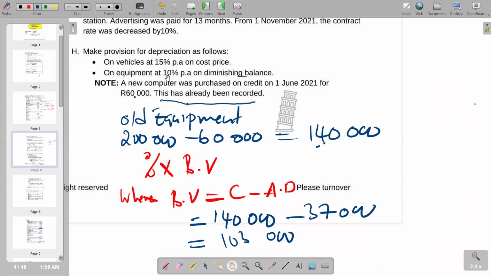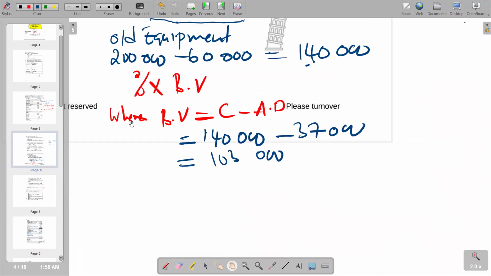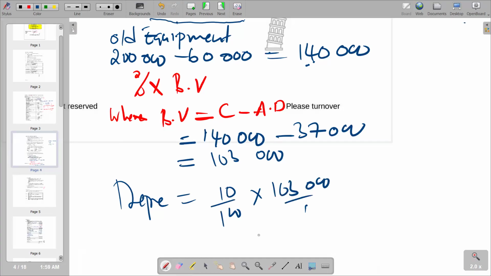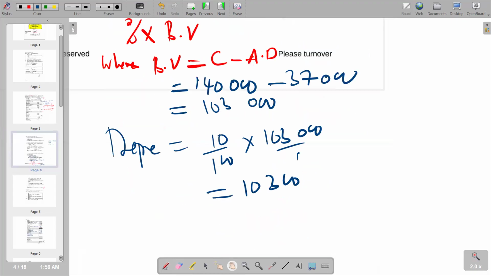Remember, the rate is 10% per annum. So we're going to say depreciation now is equal to 10 over 100 times 103,000. Then you're going to get your answer is 10,300. So this is the depreciation for the old equipment.